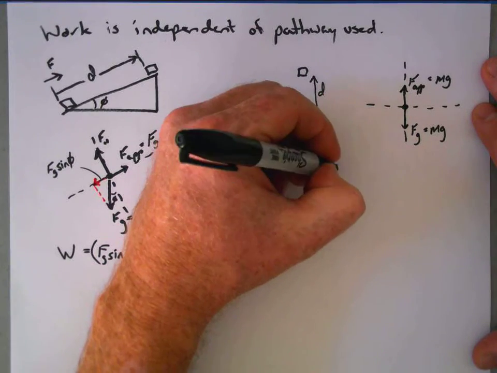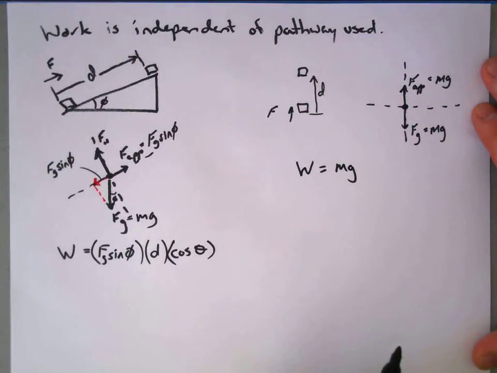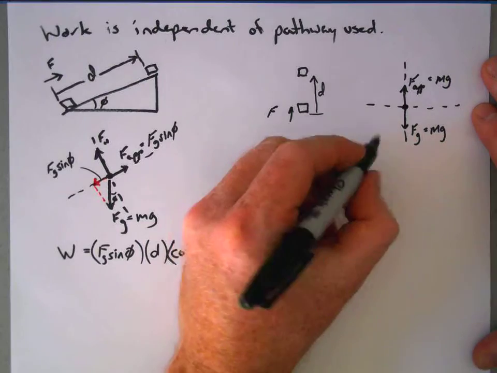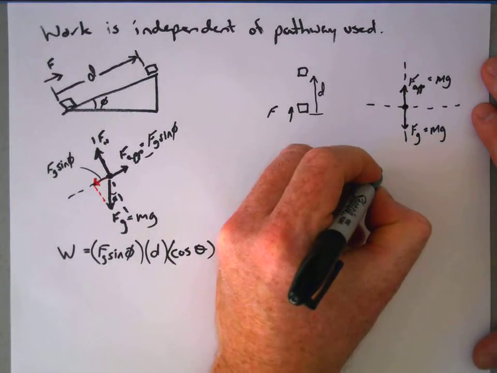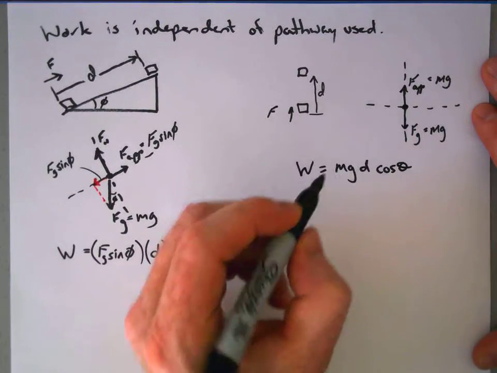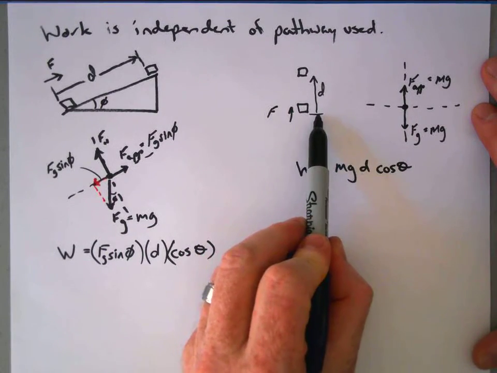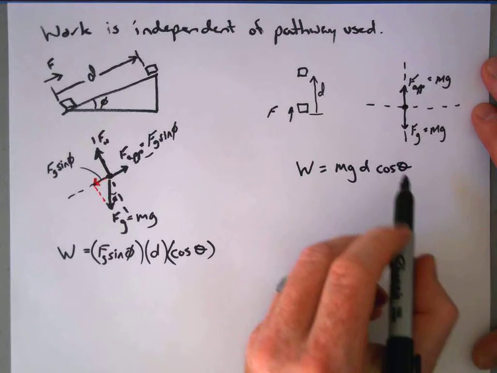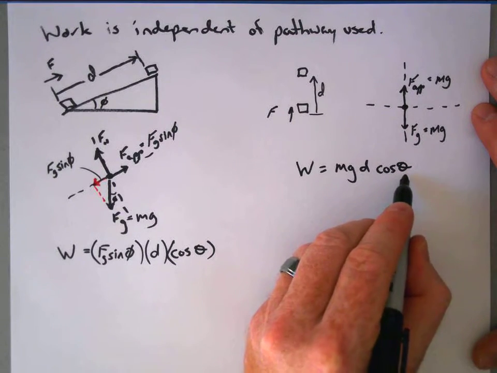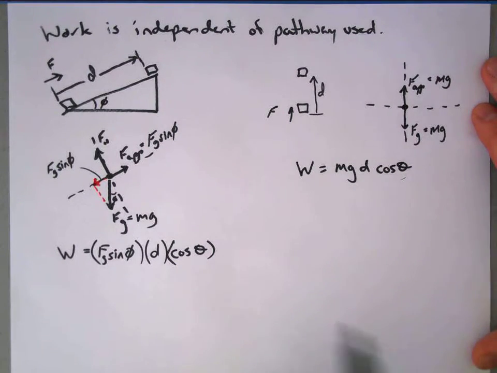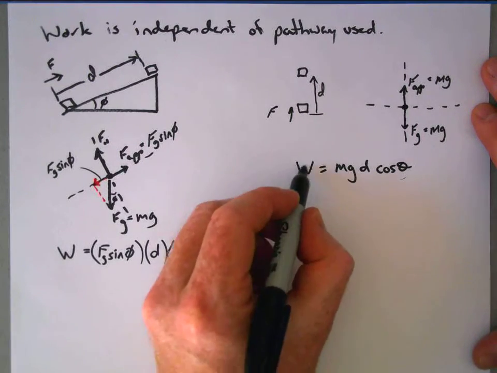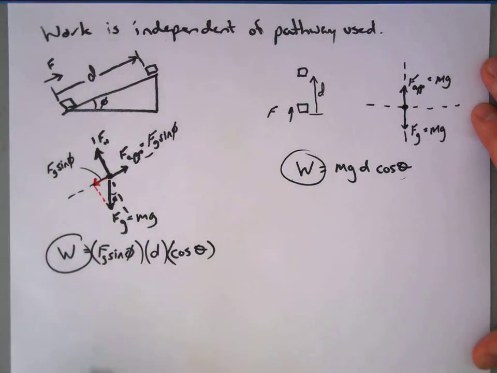Well, our applied force is just mg, and the distance traveled here, divided by that. And I'll go ahead and put the cosine theta here. No other angle to worry about. And again, our force is parallel to that distance, so the angle theta would be 0. So essentially, cosine of 0 would be 1. It goes away, multiplied by 1. And it turns out that these two amounts of work are equal.